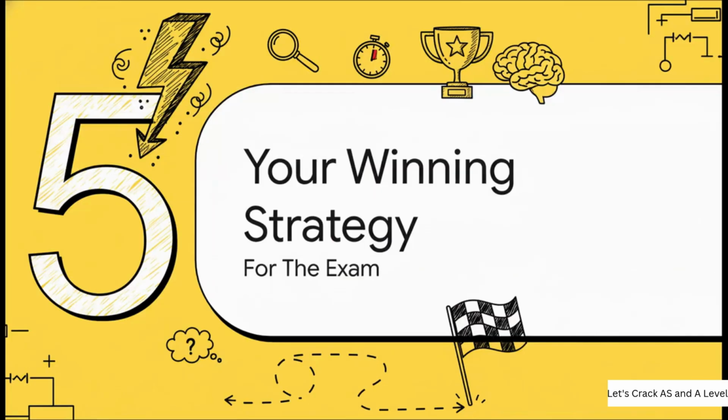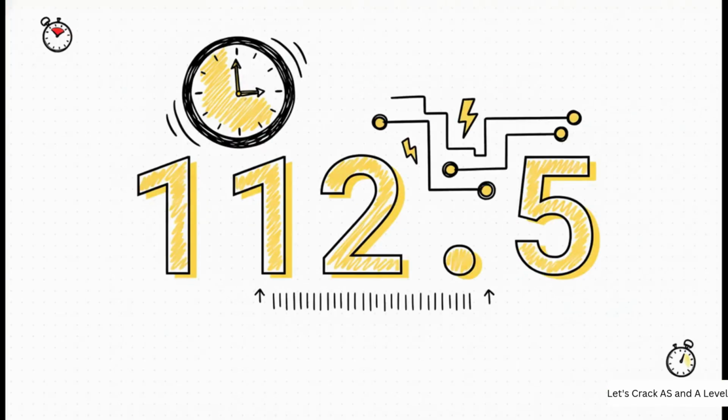So we've covered the physics, we've covered the hacks, now let's talk strategy. Because knowing the content is only half the battle. You need a solid game plan for the exam itself. Think about it. In the multiple choice paper, you get 40 questions in 75 minutes. That works out to 112.5 seconds per question. Less than 2 minutes. Time is your most precious resource, and you have to manage it absolutely ruthlessly.